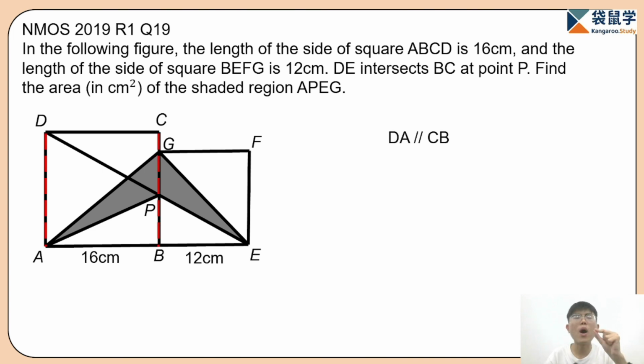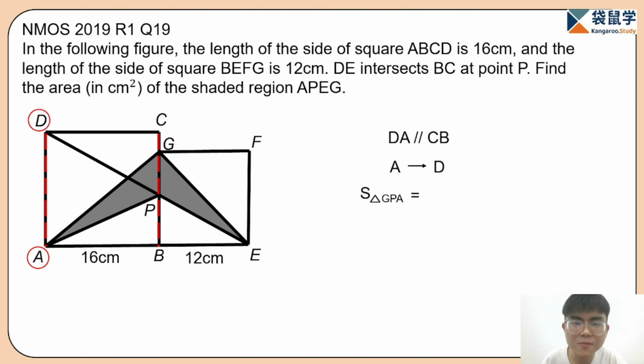So we'll need to fix one side of the triangle on the parallel line. Which point of the triangle should we move here? We move point A. And where should we move it to? We move it to point D. So initially we have the triangle GPA, and after the transformation, which triangle do we have now? The triangle GPD. But guys, can we calculate the area of this triangle GPD? The answer is no, because we still don't have any information of the triangle. But take a look at our shaded region here. Do you notice something happened to our shaded region?